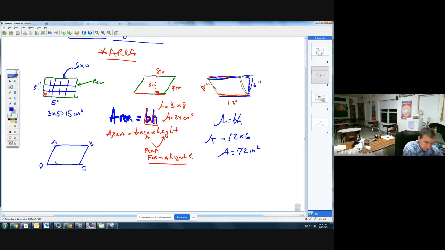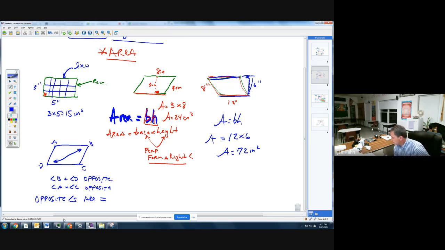Just making sure when we talk about angles, angle B and angle D are what we call opposite angles. They are opposite, as would angle A and angle C. And I guess the important thing to know about those opposite angles is that in a parallelogram, opposite angles are equal. Okay, opposite angles are equal. I can't remember if we talked about that or not before, but I see it kind of comes up in conversation there.